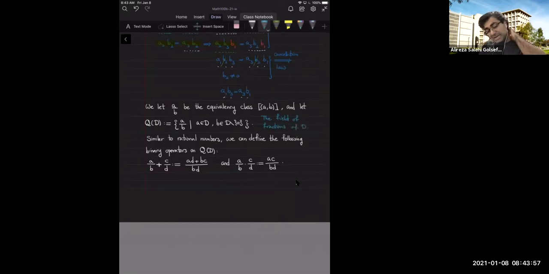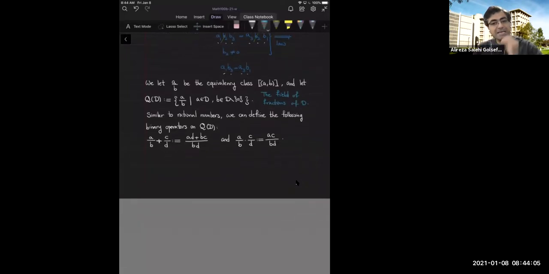So it's the set of all equivalence classes A comma B that we denote by A over B. Okay, so I want to make this Q(D) into a field. I want to say that it is a field. This means I need to define two binary operators and first discuss why it's a ring with respect to these binary operators. So we will borrow our intuition from rational numbers.